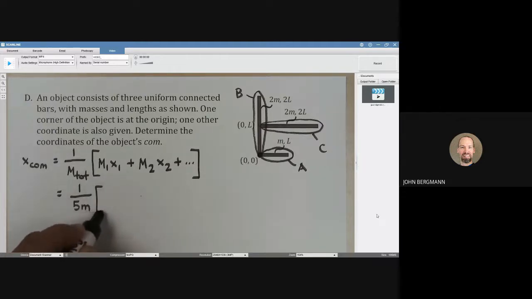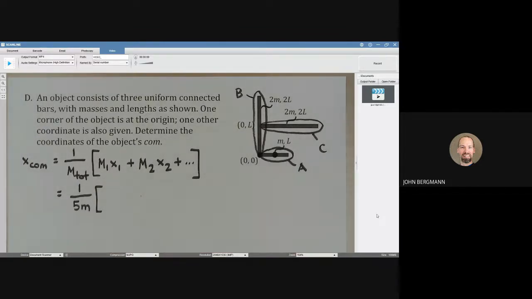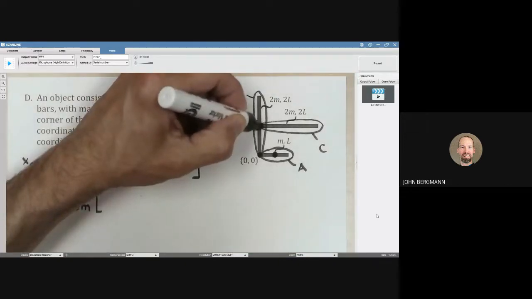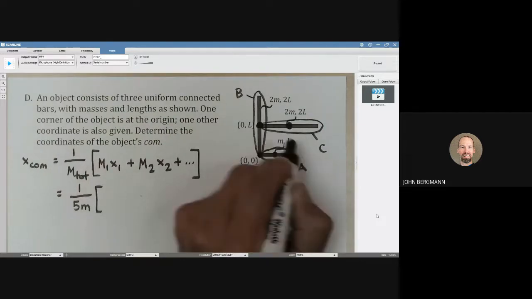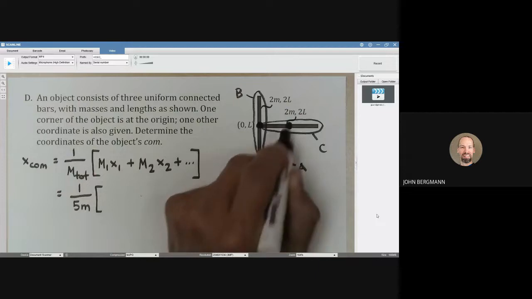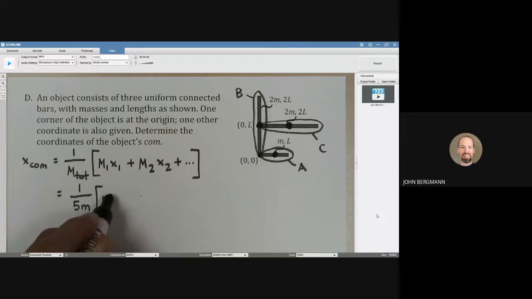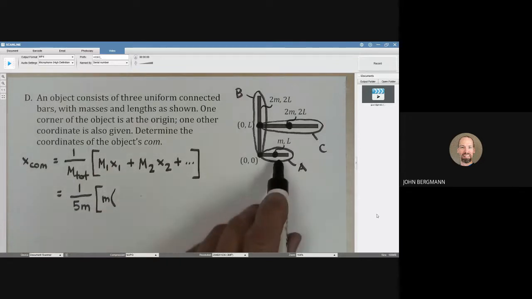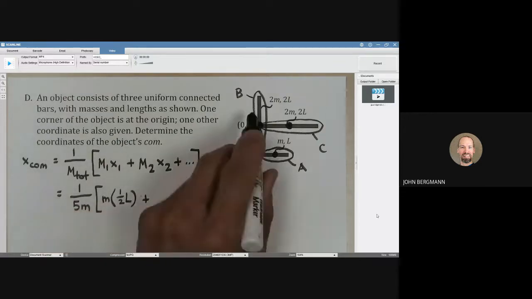And now, for each of these three pieces, we need to take its mass times the x coordinate of its center of mass. The center of mass of part A is right there. The center of mass of part B is right there. The center of mass of part C would be right there. If these are all uniform rods, then the centers of mass would be right there in their centers. The mass of A is just little m. And what's the x coordinate of its center of mass? How about 1/2 L?